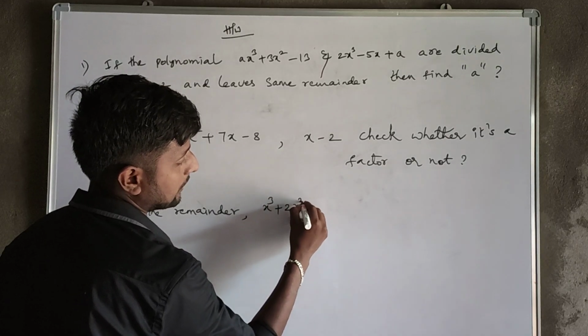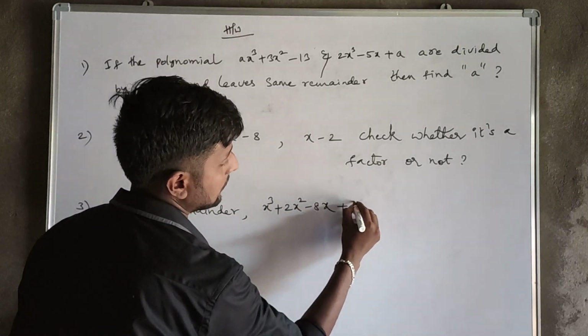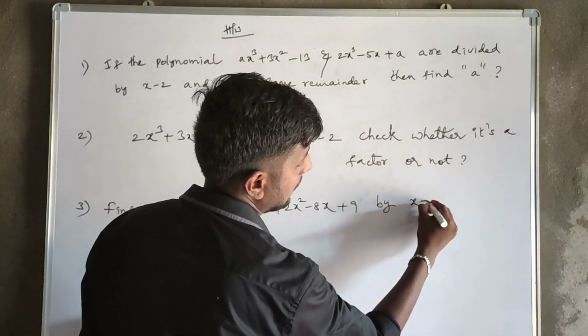x cube plus 2x square minus 8x plus 9 by x plus 2.